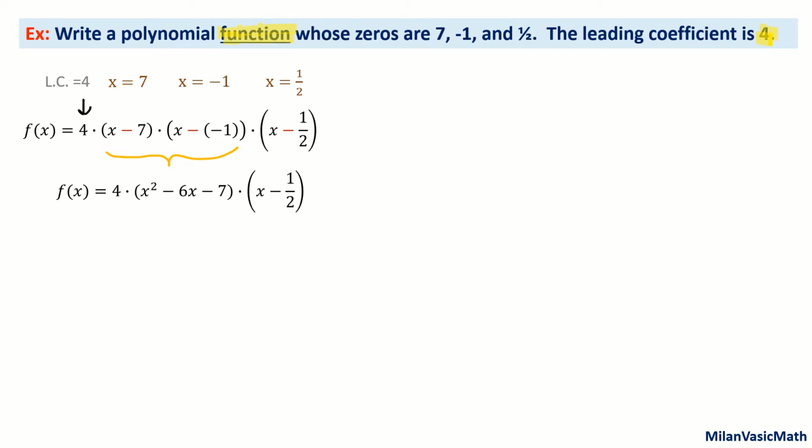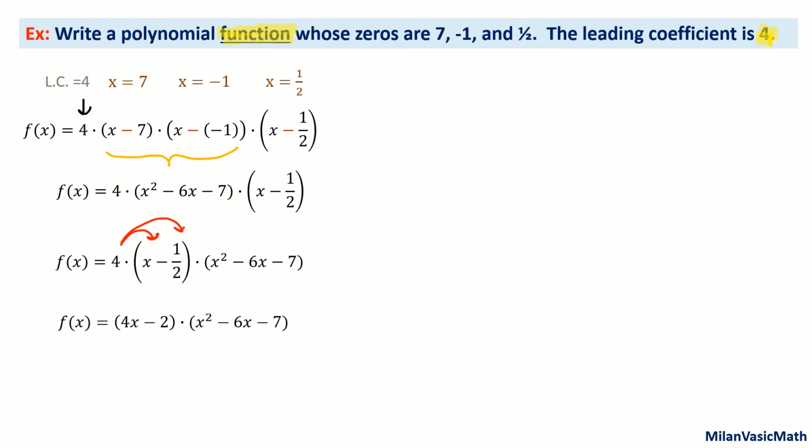Now I'm going to rearrange things. So think of the associative property of multiplication. I think it's easier if we multiply 4 times the factor of x minus 1/2, because when I distribute that, I will get 4x minus 2. Now I have to multiply it by the trinomial, and when all that gets multiplied out, you can do that on your own to show the work, you get f of x equals 4x cubed minus 26x squared minus 16x plus 14.